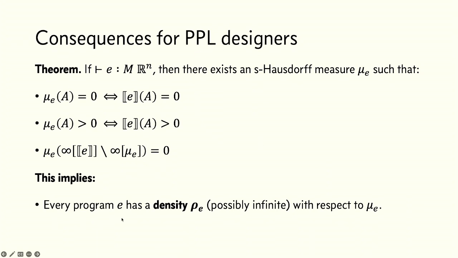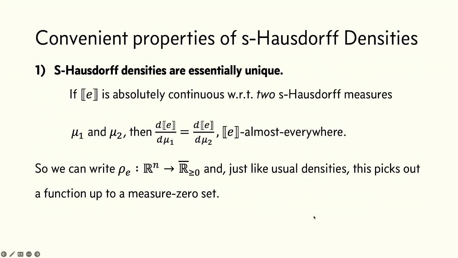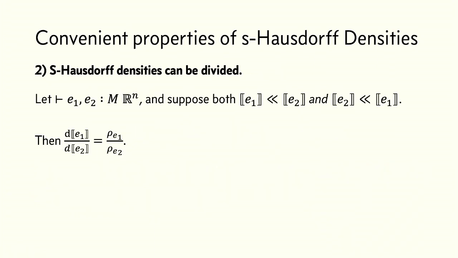It implies that every program E has a density, rho sub E, possibly allowed to be infinite at certain points, with respect to this special s-Hausdorff measure mu E. And not only that, they're essentially unique. So if I have two s-Hausdorff measures, and they both satisfy this thing, then the densities with respect to each of them are E almost everywhere equal to each other. So we can write rho sub E, meaning the density of a program, and mean something essentially unambiguous. Just like with a normal density, densities are only defined up to a measure 0 set.